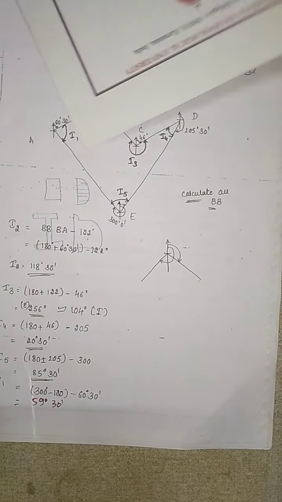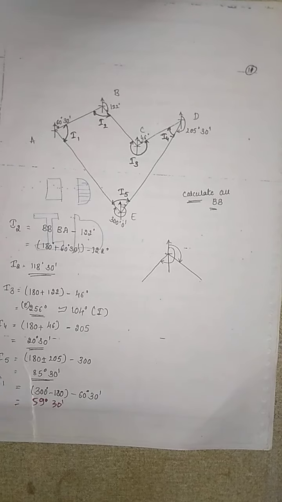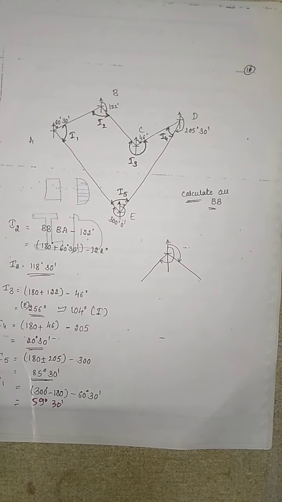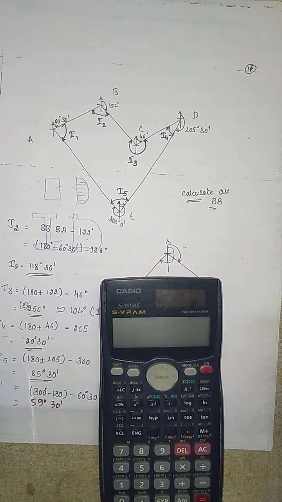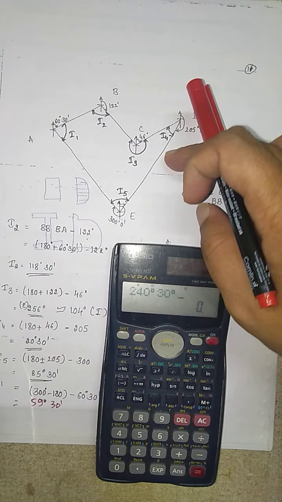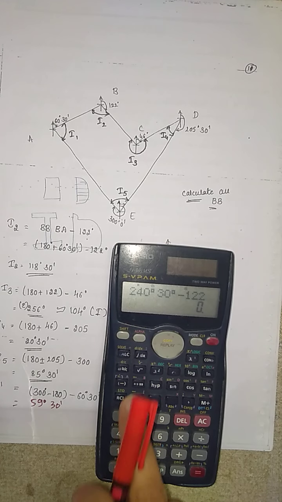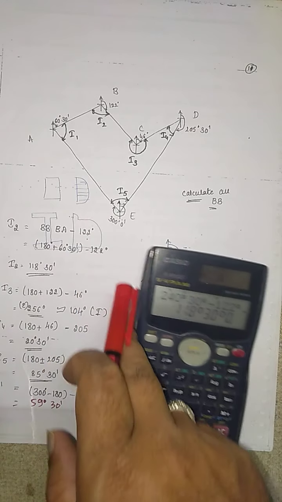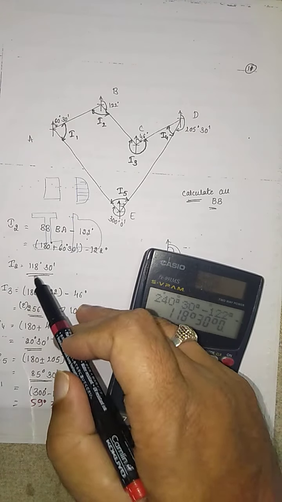So we will calculate: 240 degree 30 minutes, the back bearing of the line BA, minus the fore bearing reading. So minus fore bearing is 122 degrees. So it is 118 degree 30 minutes. So this angle will be 118 degree 30 minutes. It is written over here.